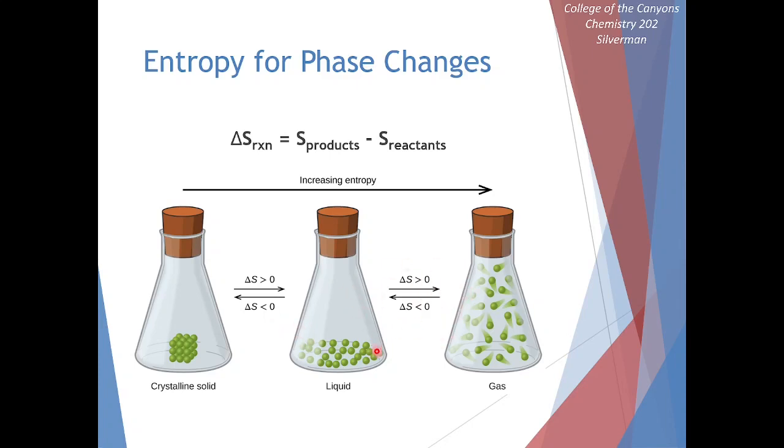Likewise, for evaporating, evaporating increases the entropy. Delta S is going to be positive. Or if you're going reverse, this process of condensing will have a delta S that is negative, a change in entropy that is negative.